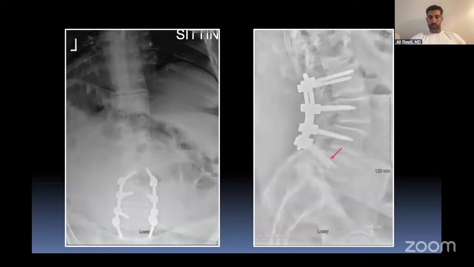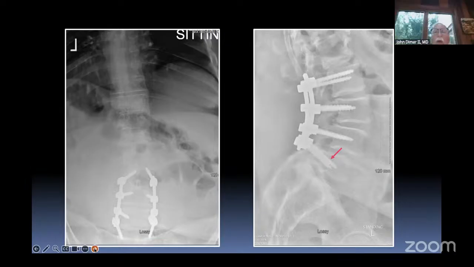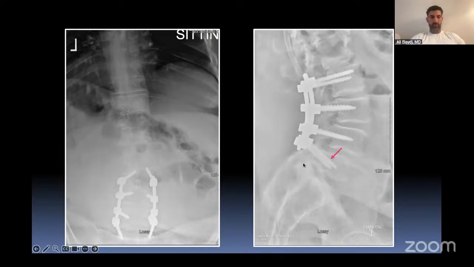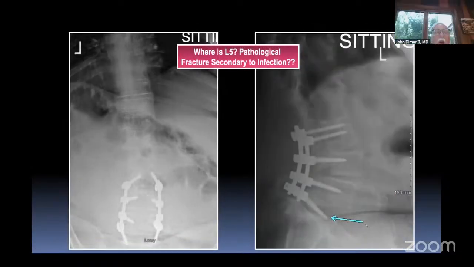These are his post-op images. You could see the screws at L5 pointing down, all the way up to L2. Now that's important, Ali, right? Because they've already shifted. If you pay attention to L5, we'll see how it looks after the infection. So this is a gentleman that developed just a postoperative infection with concurrent pretty severe osteoporosis.